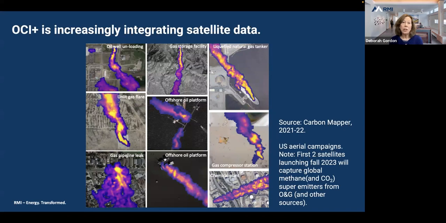But we're seeing, as you see in the slide here, a host of releases of methane, for example, that are large super emitters that are not part of routine operations. These come from events that might happen, an accident, or when there's no maintenance, or a flare pilot goes out. And we are incorporating these data into the modeled emissions in the OCI Plus. So a combination of estimated and measured emissions go into this model.